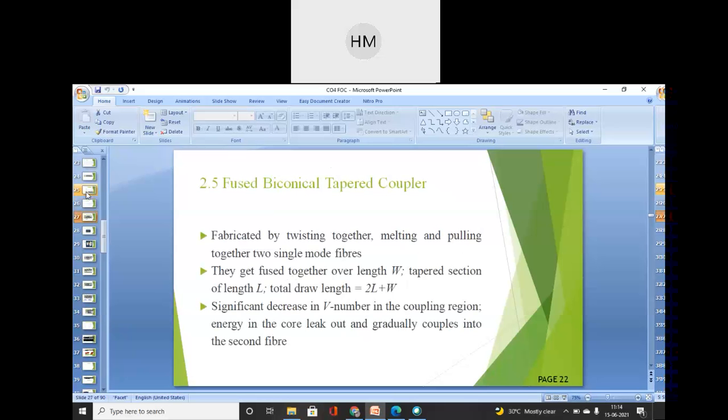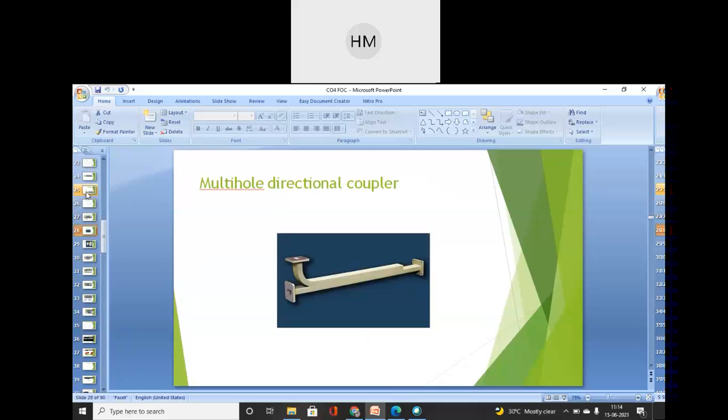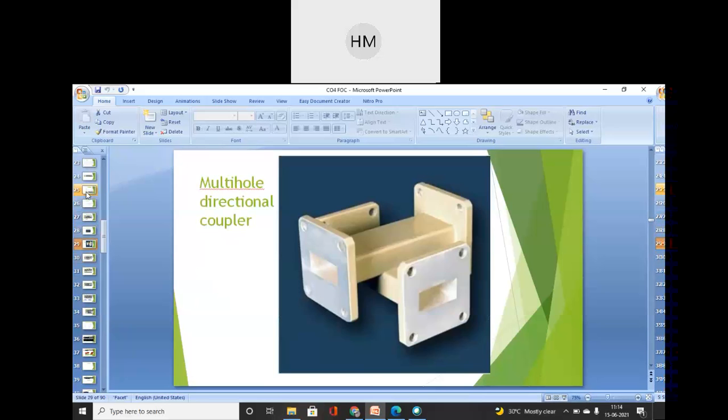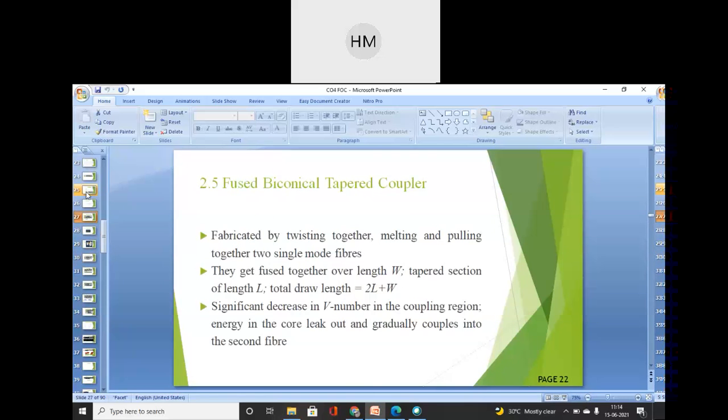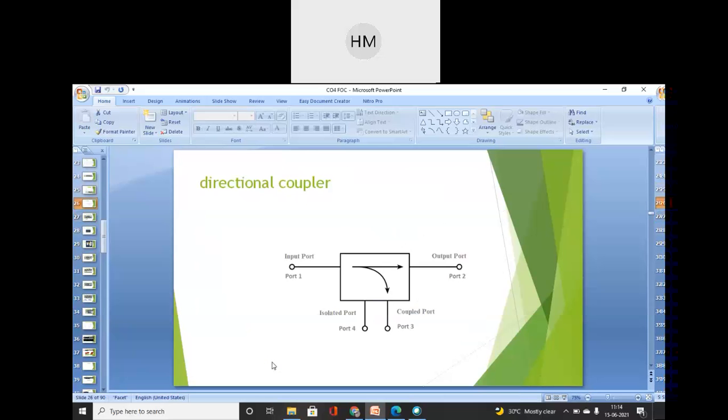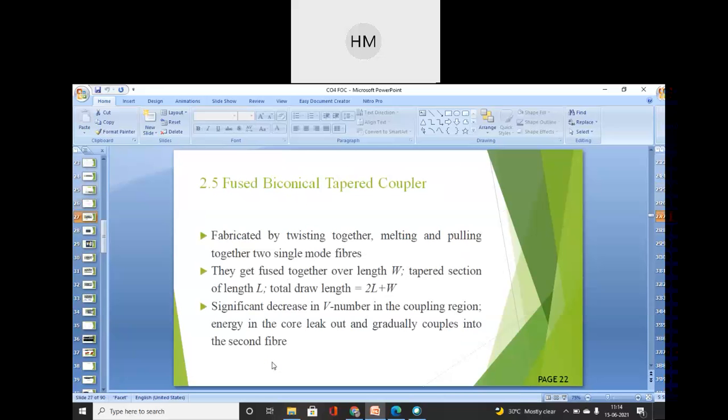Next, fused biconical tapered coupler. It is fabricated by twisting together, melting and pulling together two single mode fibers. They get fused together over length W and the tapered section is of length L. There is a significant decrease in V number in the coupling region. Energy in the core leaks out and gradually couples into the second fiber. This is the fused biconical tapered coupler. You can write down the heading of this also.